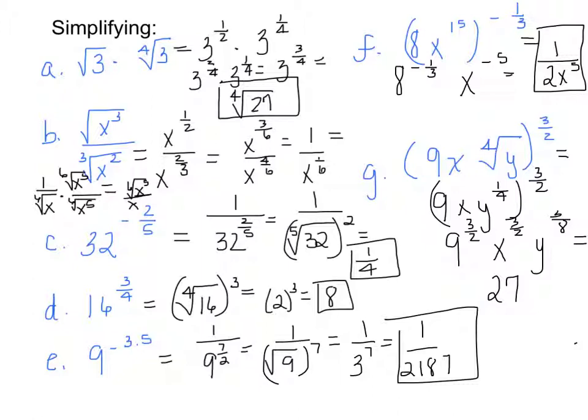Now, if you notice the x and the y don't have the same root, but I'm going to make them the same by changing this to 12/8. That way, when I put them back in radical form, the root now is 8, so that's x to the 12th, excuse me, and y to the 3rd.